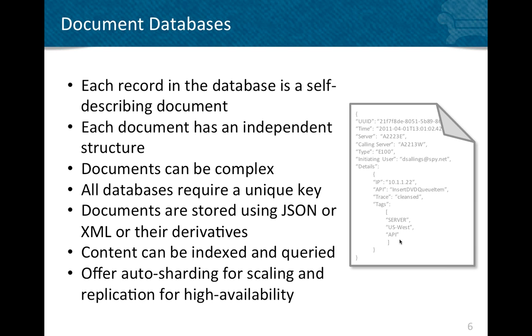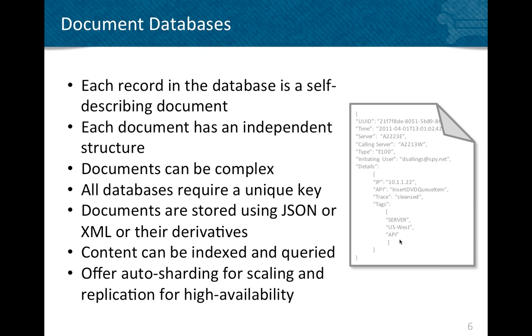Now, all these documents are identified using a key, a document ID, similar to a primary key in a database. And in terms of how they are stored, they're either stored using JSON or XML or one of their derivatives. So MongoDB uses BSON, which is binary JSON, and we store JSON natively in a compressed format. So there's a couple of different ways of actually storing this information on disk.